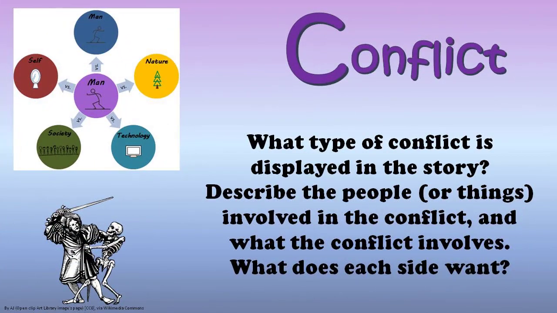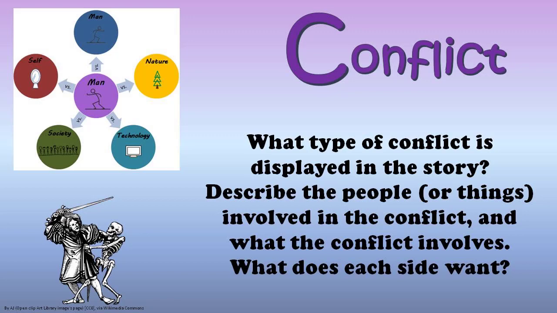The second letter C in our acronym stands for conflict. Conflict is important to a story. Without one, there really isn't a story at all. For this letter, first you have to identify what type of conflict is in the story. For example, is it man versus man? This is basically a good guy versus bad guy.